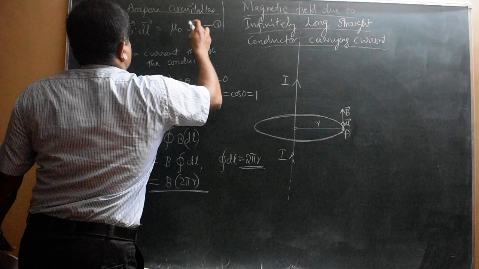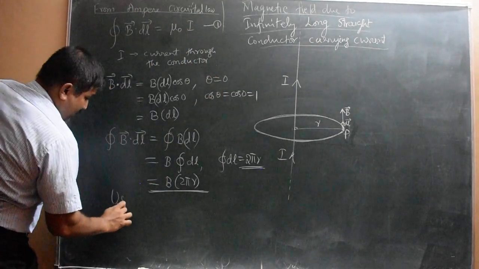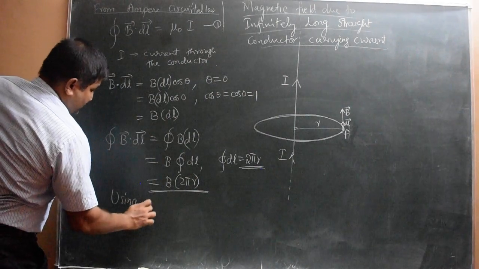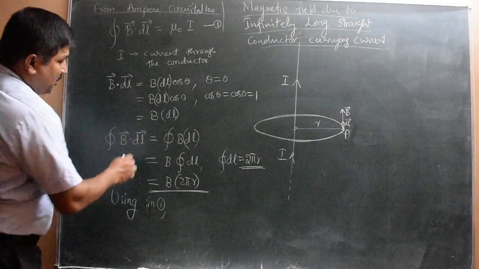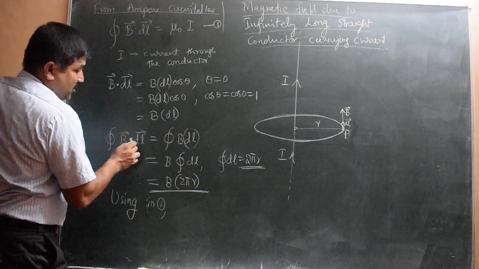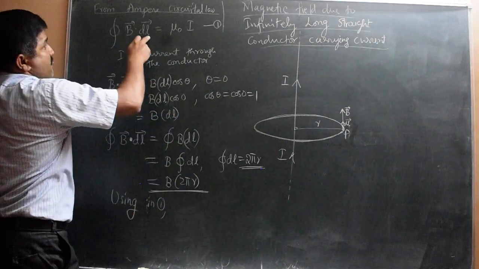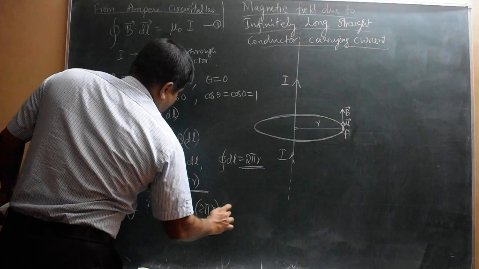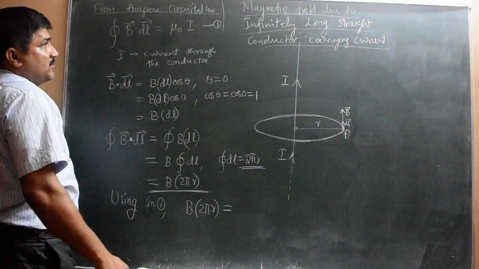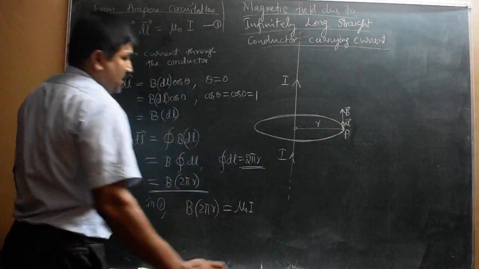This Ampere circuital law I will call equation 1. Using equation 1, what happens? B dot dl equals B into 2 pi r. Correct? So the LHS is B into 2 pi r, equal to mu naught I on the RHS.